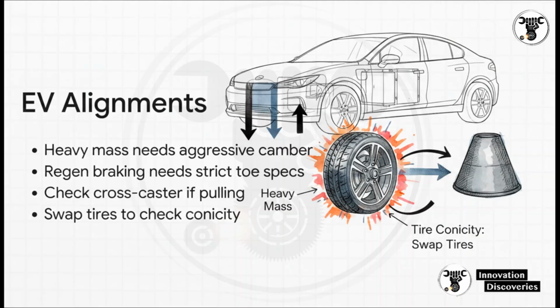Now, what if you perfectly align a car, EV or gas, and it still has a persistent pull? The sources say to check your cross-caster side-to-side difference, make sure it isn't greater than ½ a degree. If that looks perfect, swap the front tires left to right. If the pull changes direction, boom, you've just diagnosed tire conicity, which is a manufacturing defect in the tire itself, totally unrelated to your alignment job.